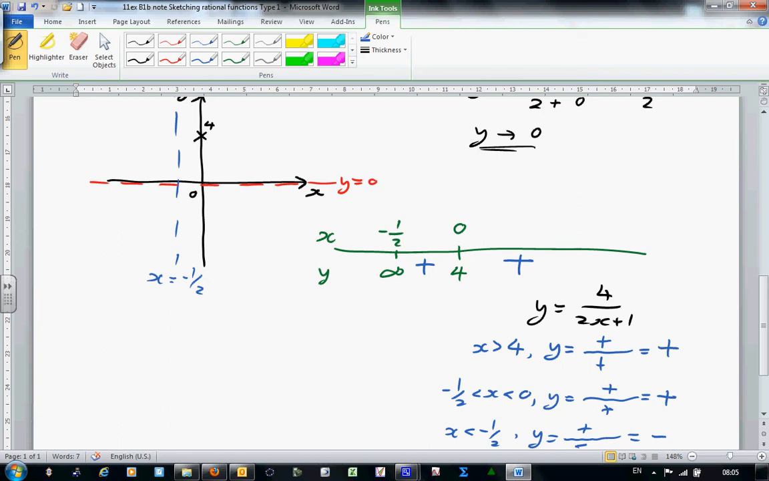We know that when x is less than minus a half, the y values are negative. So the y values will never cross the x-axis. They're always below. And we're going to be looking at that shape. It's got the same shape that we've seen before. And that's the graph.